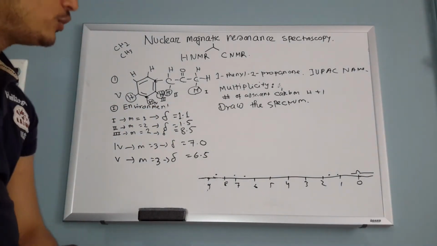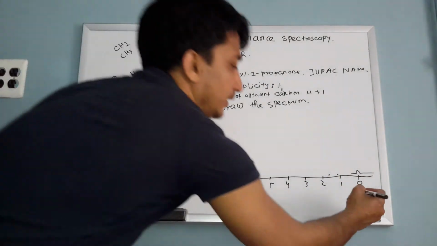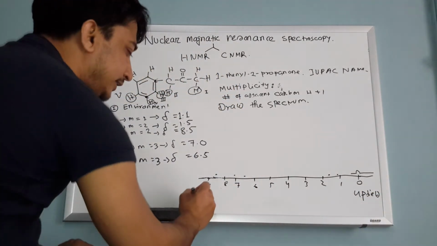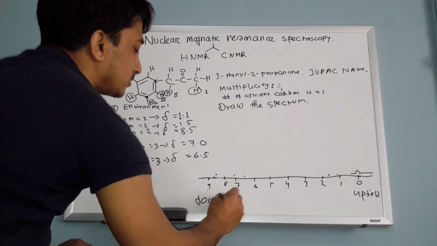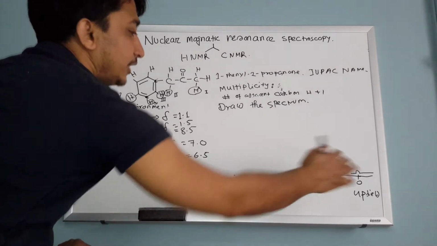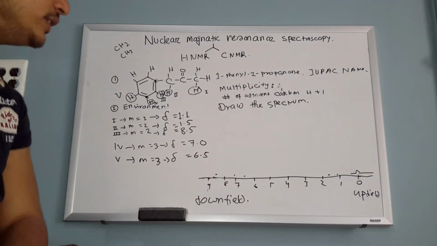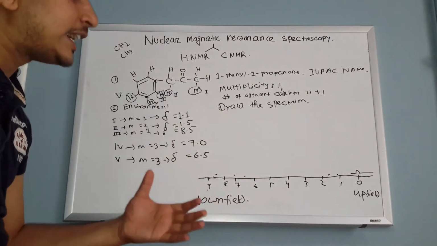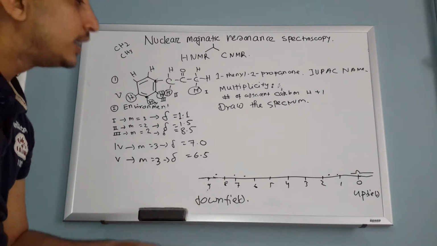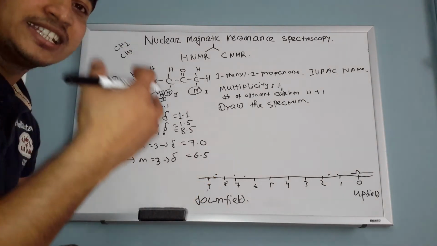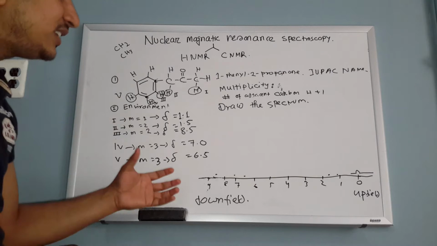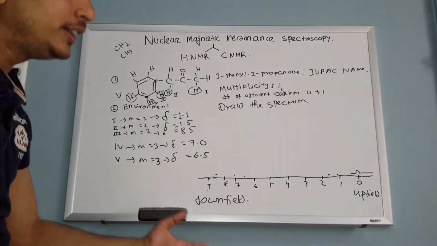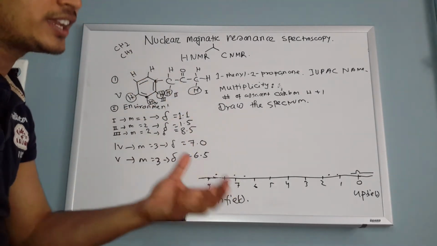Right now, look, this side is called upfield, and this side is called downfield. So the upfield delta value is lower, and the downfield delta value is higher. Higher delta value means higher electronegativity, and lower delta value means lower electronegativity.